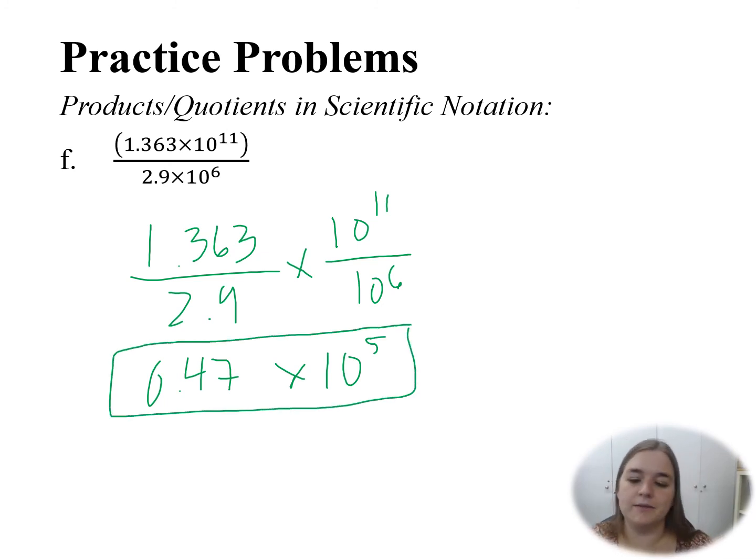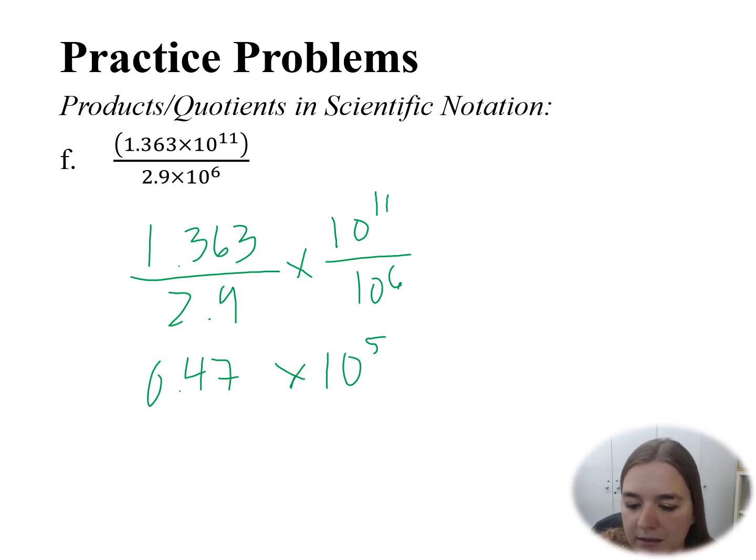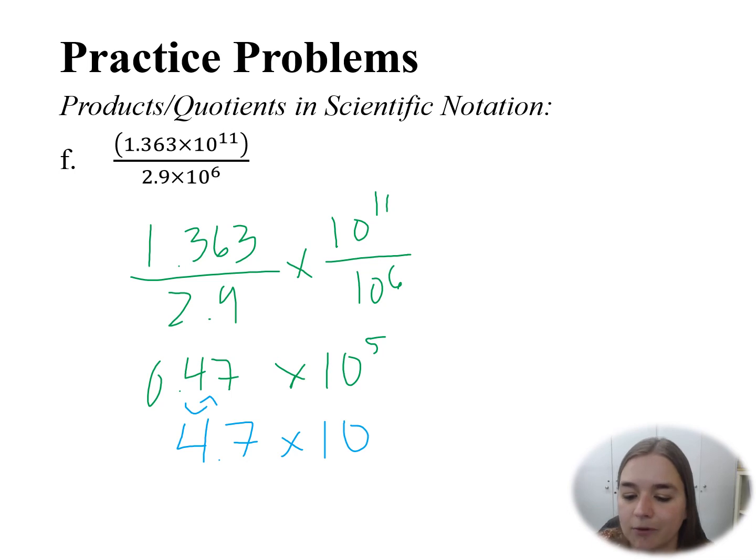Uh-oh, I put a box around this, but we're not yet in scientific notation. If I look at that value, it's not between 1 and 10, so I need to change it. I need to scooch my decimal point over one space this way, which gives me 4.7. Now what I'm really doing when I take that 0.47 and turn it into 4.7, I removed one of those powers of 10. I used it up. So now my scientific notation looks like 4.7 times 10 to the 4th.